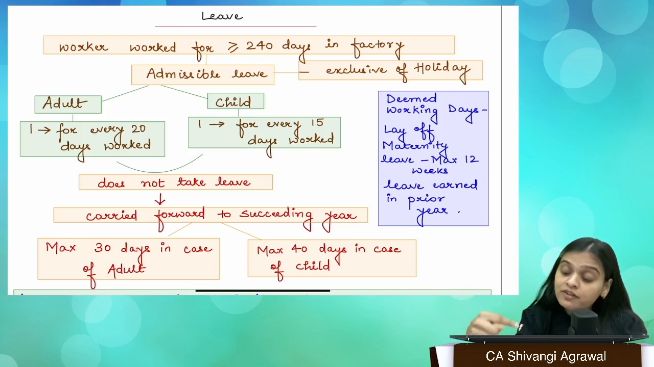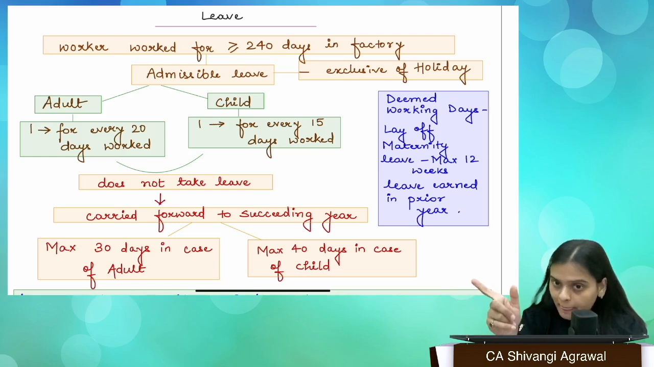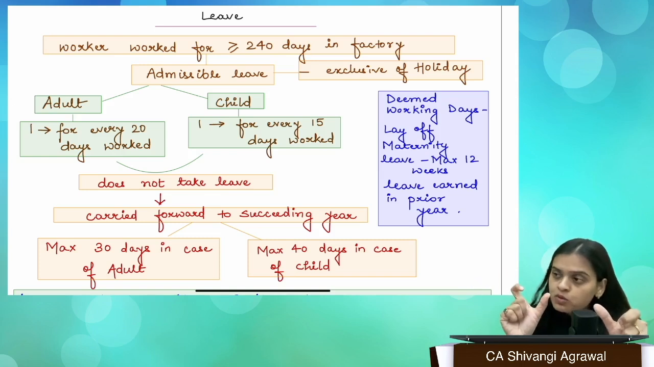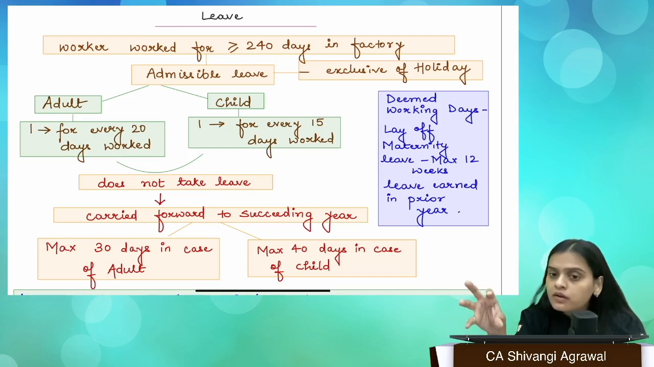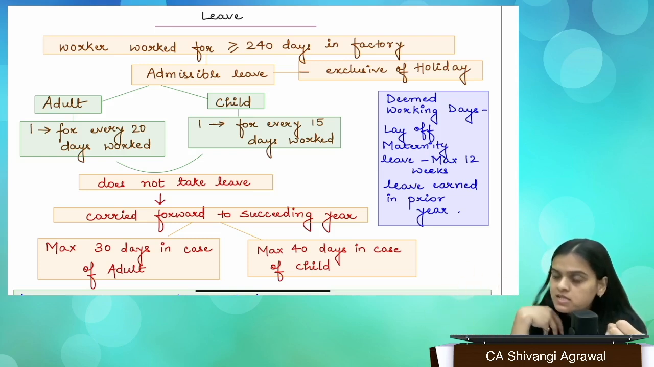And for a child, for every 15 days that you have worked, you get 1 day of leave. Okay, now when I'm computing this 240 days, I have to check whether I have worked for 240 days in a factory or not. If the factory was not working, there was a day of layoff, it doesn't matter, I was not at fault, so that will be counted in my 240 days, right?